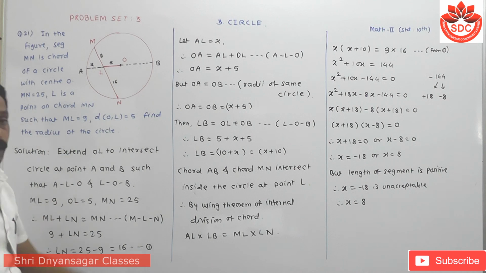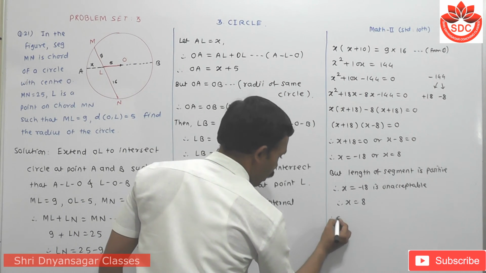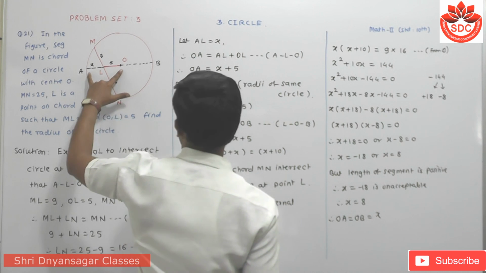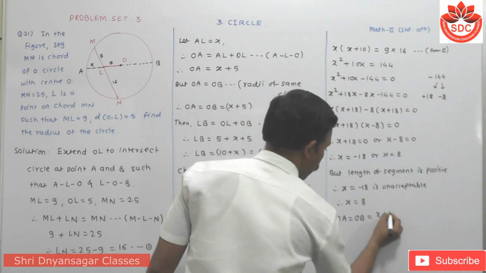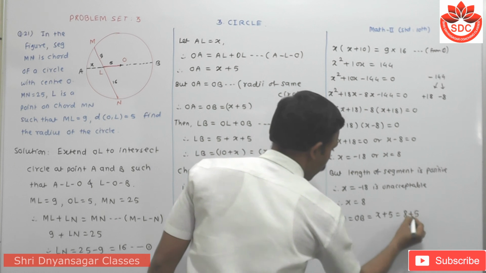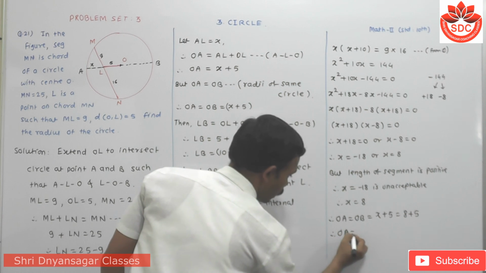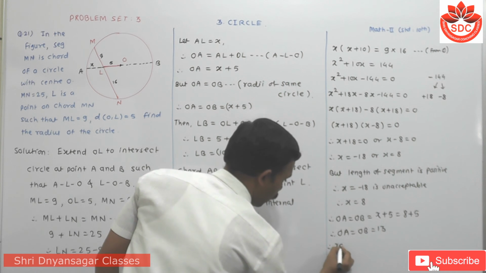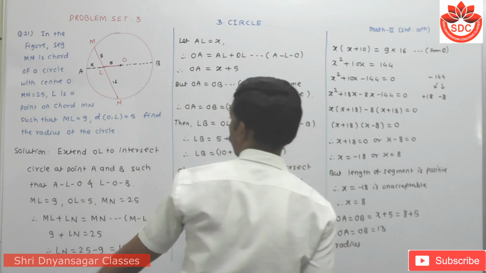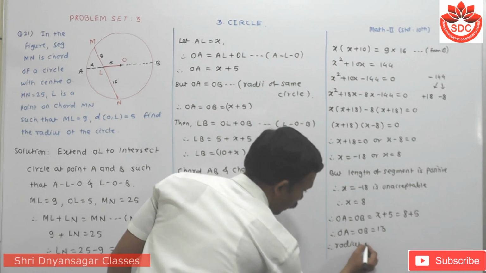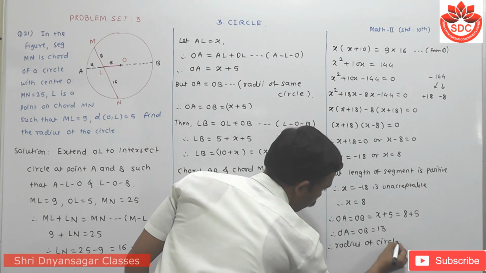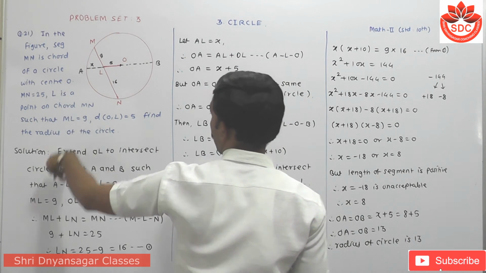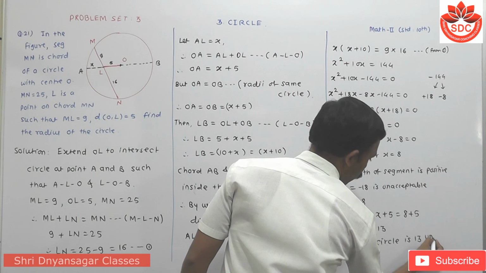Therefore we have to find out the radius. OA is equal to OB is equal to x plus 5, meaning 8 plus 5, so OA is equal to OB is equal to 13. Therefore, the radius of the circle, answer in a full sentence: what is the radius of the circle? The radius of the circle is 13. The unit is not given, so we write here 13 units.